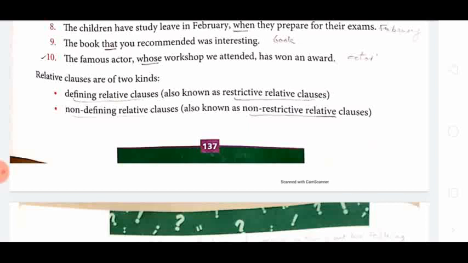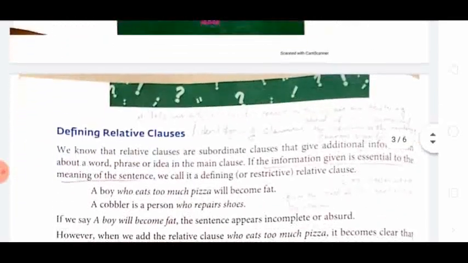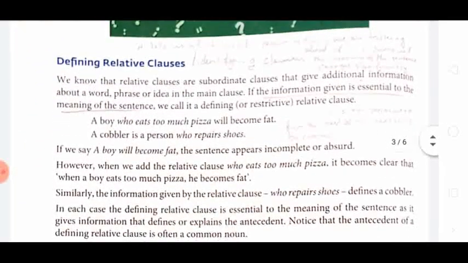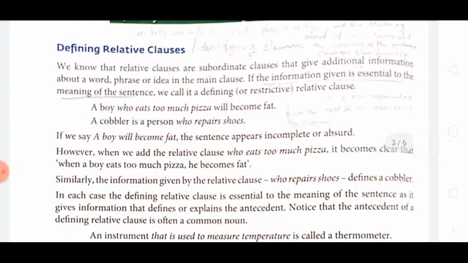Now there are two kinds of relative clause: defining relative clause and non-defining relative clause. Defining relative clauses are also known as restrictive relative clauses. Non-defining relative clauses are also known as non-restrictive relative clauses. Now let us see the first, the defining relative clause.